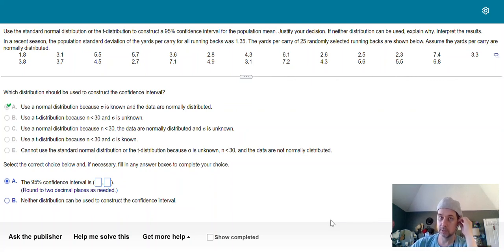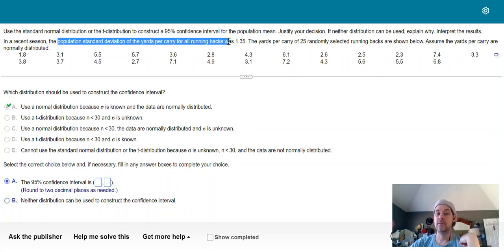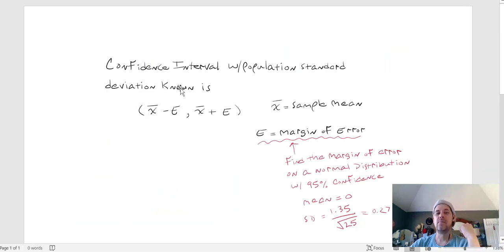All right, let's solve this problem about finding a confidence interval where the situation is that the population standard deviation is known. If we know the population standard deviation, then we proceed like this. The confidence interval is x bar, the sample mean, minus this number e on the low end, and then x bar plus e on the high end.